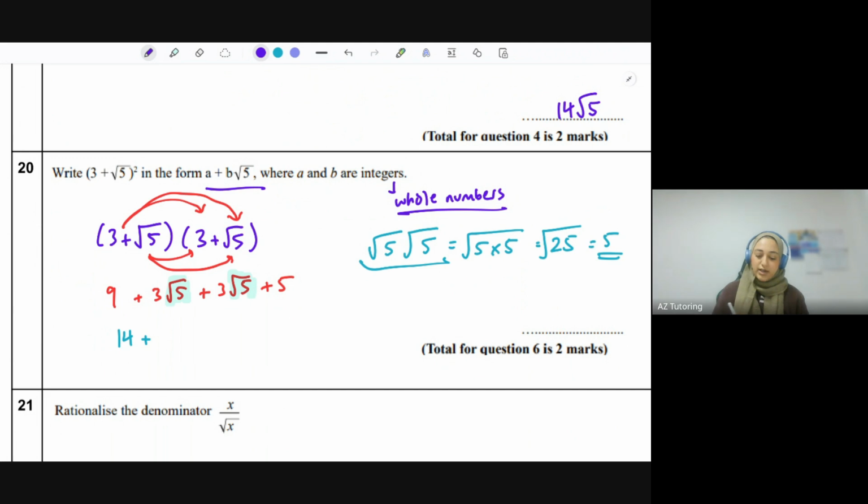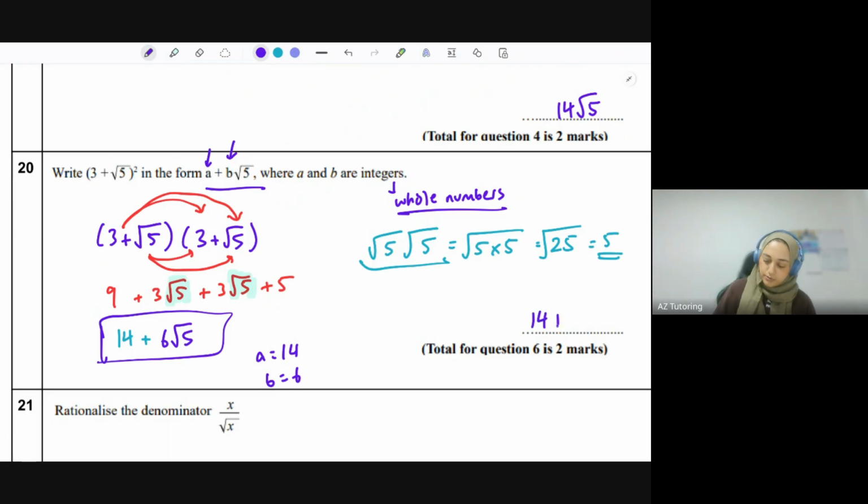So 3 root 5 add 3 root 5 is 6 root 5 plus, oh no, we've already simplified the 5. So yeah, that's my answer. Where a and b are integers, a here is 14 because that's a number by itself, and b is 6, and we've already got the root 5. So our answer is 14 plus 6 root 5.